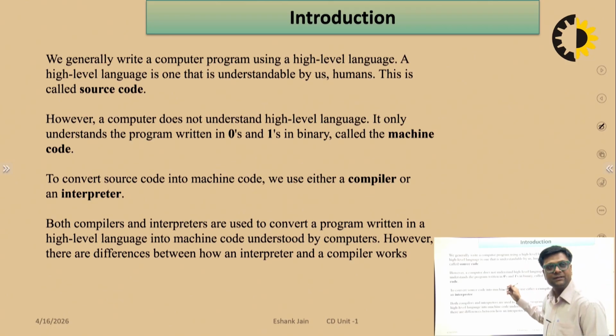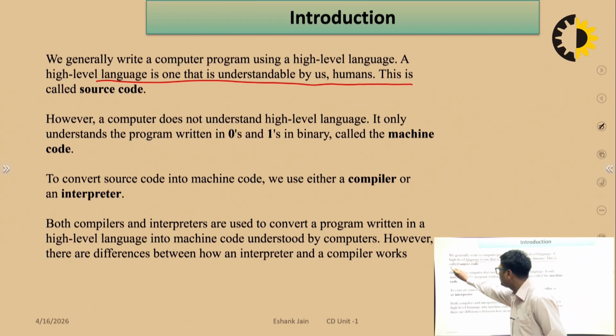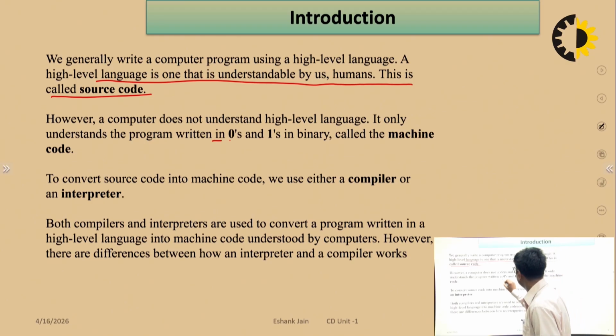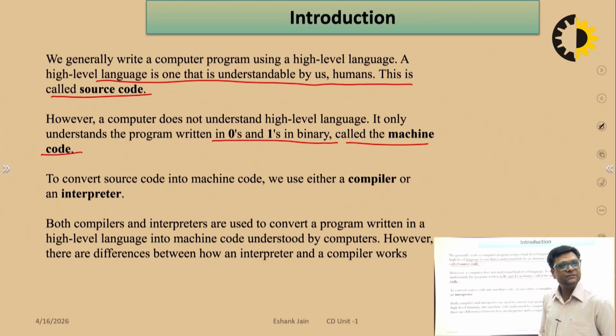Now we have to describe in depth what a high level language is. A high level language is one understood by humans. This is also known as source code. Generally, the high level language is written by a human, and that is known as source code. Next is 0 and 1 in binary, called machine code. The machine understands only the 0 and 1 binary format, so it is known as machine code. That is also known as target code.